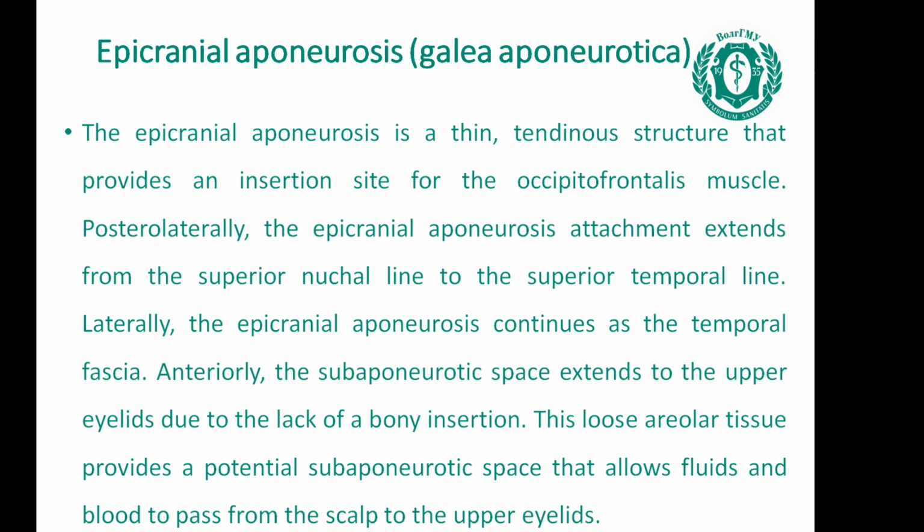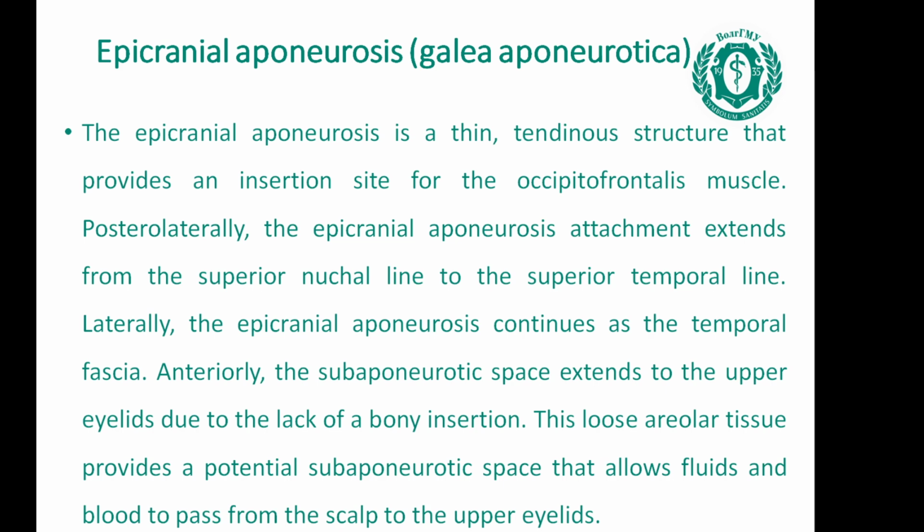Then, the epicranial aponeurosis, or galea aponeurotica. The epicranial aponeurosis is a thin, tendinous structure that provides an insertion site for the occipitofrontalis muscle. Posterolaterally, the epicranial aponeurosis attachment extends from the superior nuchal line to the superior temporal line. Laterally, the epicranial aponeurosis continues as the temporal fascia. Anteriorly, the subaponeurotic space extends to the upper eyelids due to the lack of a bony insertion.